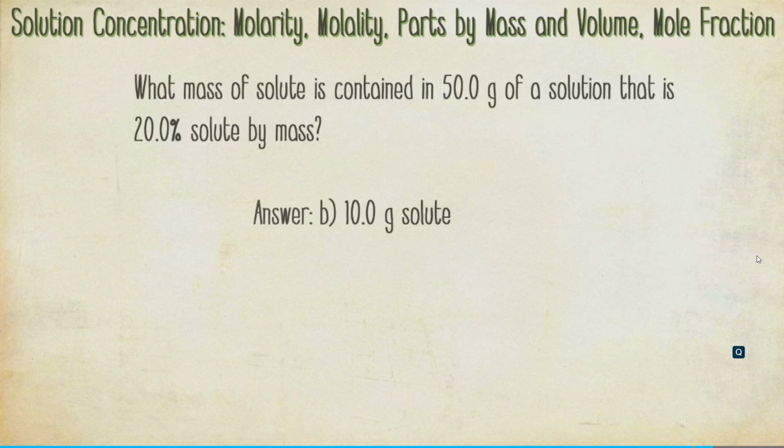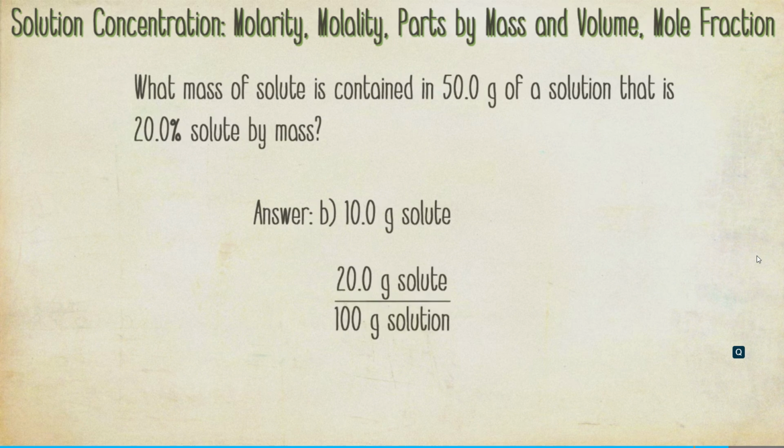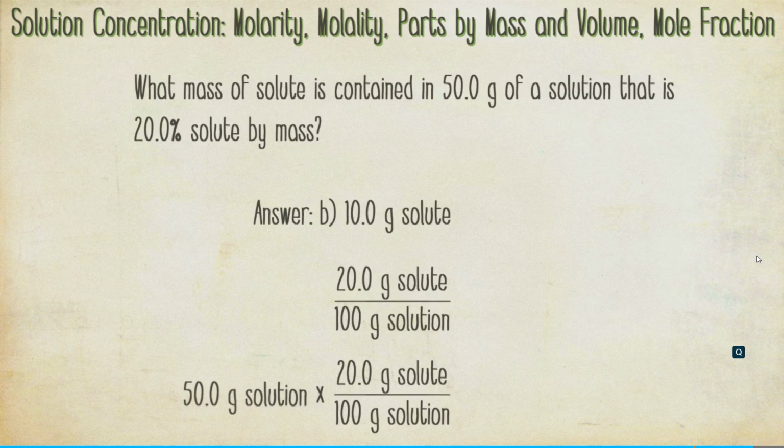The correct answer is B, 10.0 grams solute. 20.0% solute by mass means 20 grams of solute per 100 grams of solution. You can use this as a conversion factor between grams of solution and grams of solute. So you have 50.0 gram solution times 20.0 grams solute over 100 gram solution, which equals 10.0 grams solute.